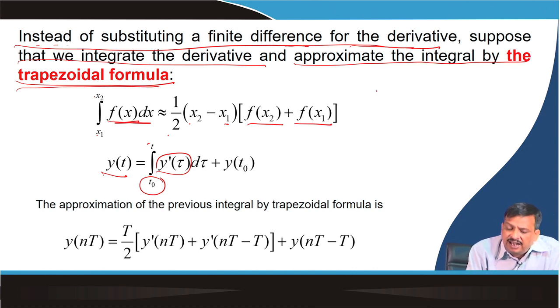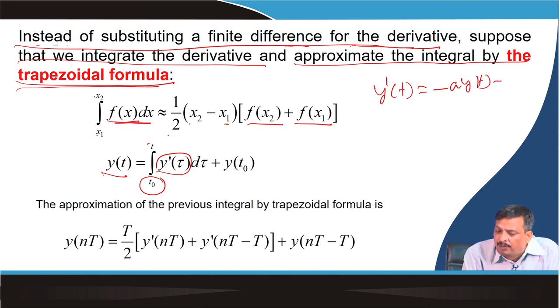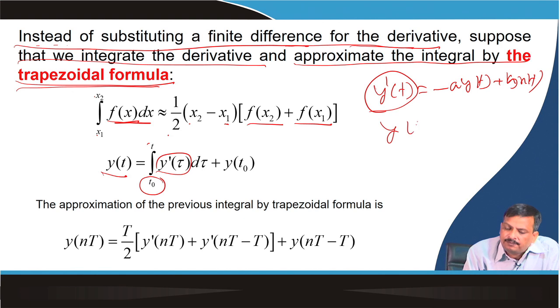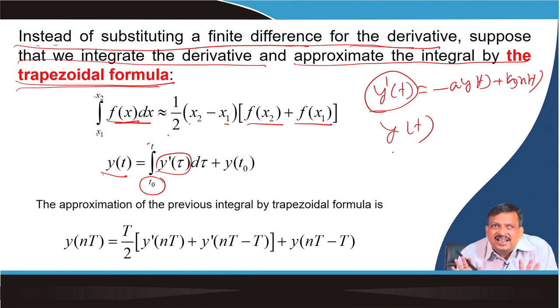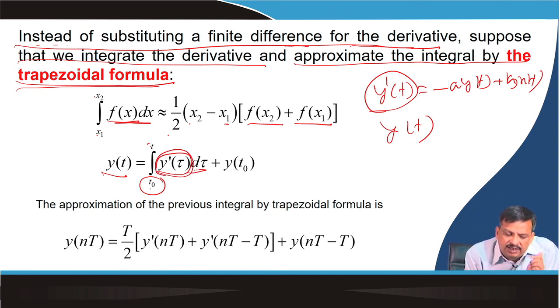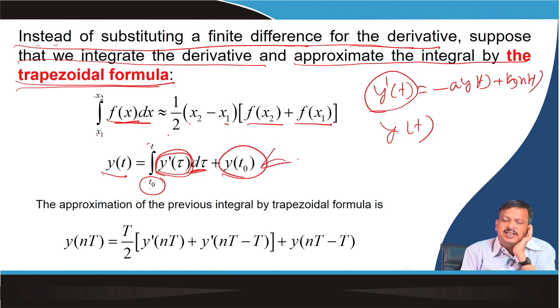Now, what I said, instead of dy/dt is equal to minus a y(t) plus b x(t), I said I integrate this one to compute y(t). Instead of taking the difference, I integrate the differentiation to compute y(t) directly. So y(t) is equal to the integral from t0 to t of the first derivative dτ plus y0. So this is the initial value, y0 is the initial, t0 is the initial value.